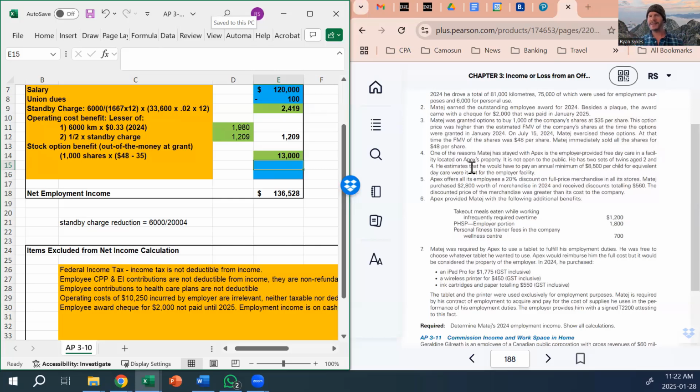So what we're considering here is, hey, this guy got something by virtue of the fact that he was employed by Apex, right? He totally did. He got a bunch of daycare for free. So if you extrapolate that out, $8,500 per kid, what is that? 17, 34,000 bucks. And the question here is, do I have to quantify that and include that in his income? Is he getting a benefit?